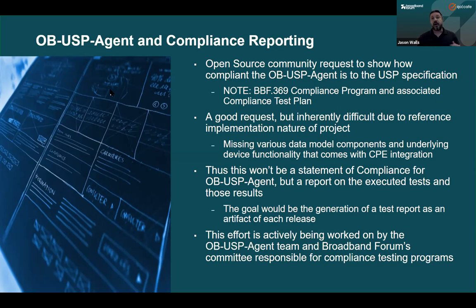There was a request from the open source community to have a baseline set of results that have been tested against OB-USP-Agent that people can look at, so that when they run the test themselves, they can make sure nothing has broken and they know what the baseline should be. It's a little difficult just because OB-USP-Agent is a reference, and so a lot of the low-level functionality tests that are part of the compliance program or the certification program can't necessarily be included in that.